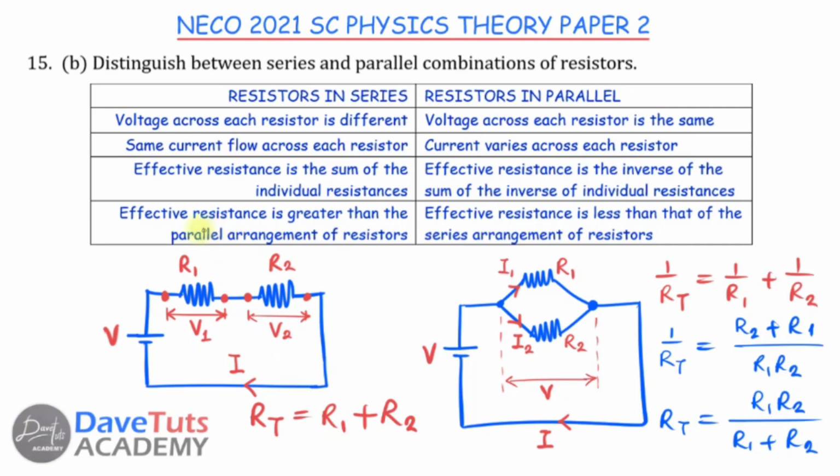And then finally, the effective resistance in a series circuit is going to be greater than the parallel arrangement of resistors. So R total here is actually greater than this R total, okay? So these are just the differences between series and parallel combinations of resistors, and if you are able to raise these 3 points effectively, that should be good and fine to earn you your full marks as requested in this question.